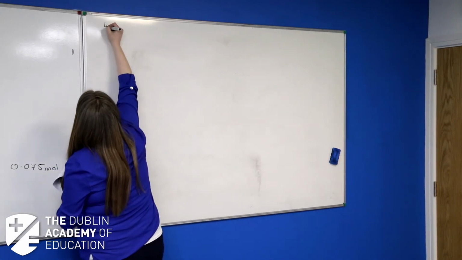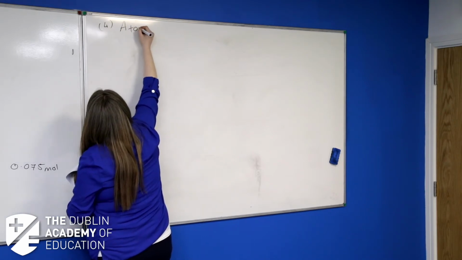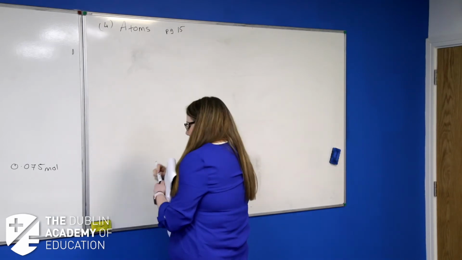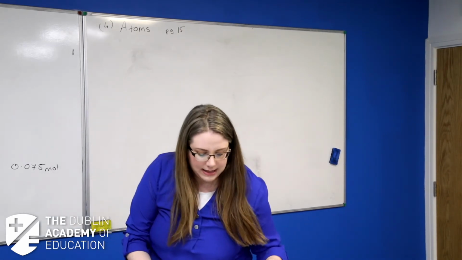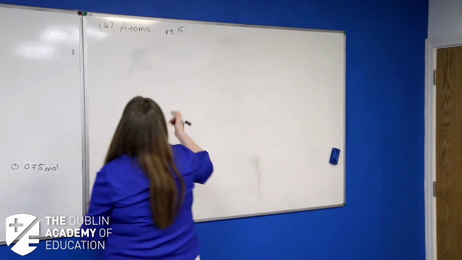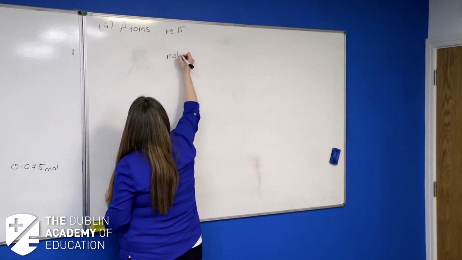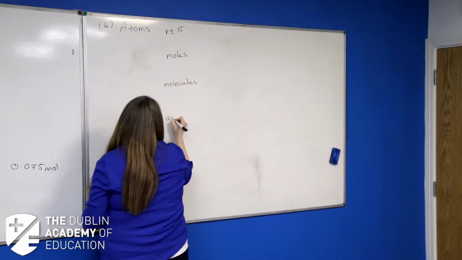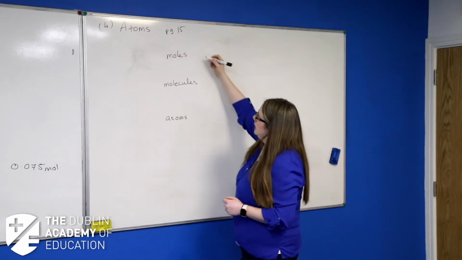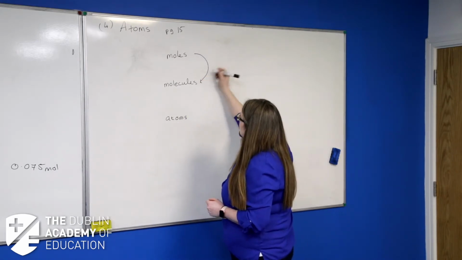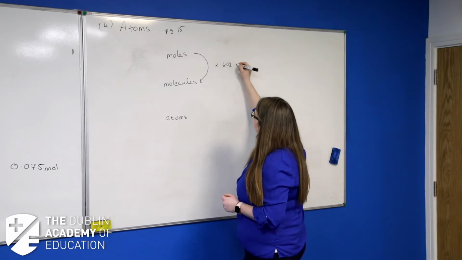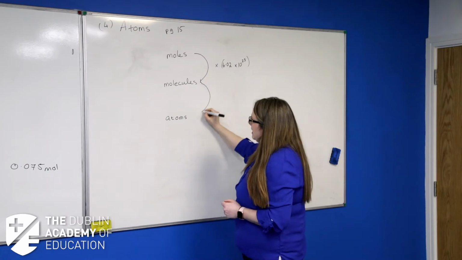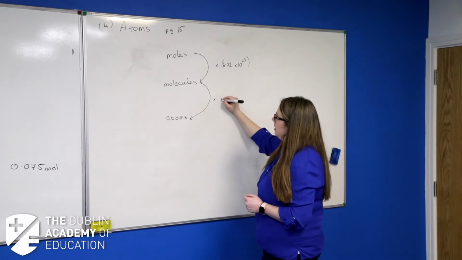Still on number 4. We're doing atoms. Now, in this one, we're on page 15. Now, some of you may have written this out when you were in class about how to get from moles to molecules to atoms. So to get from moles to molecules, you multiply by Avogadro's number. To get from molecules to atoms, you multiply by the number of atoms.